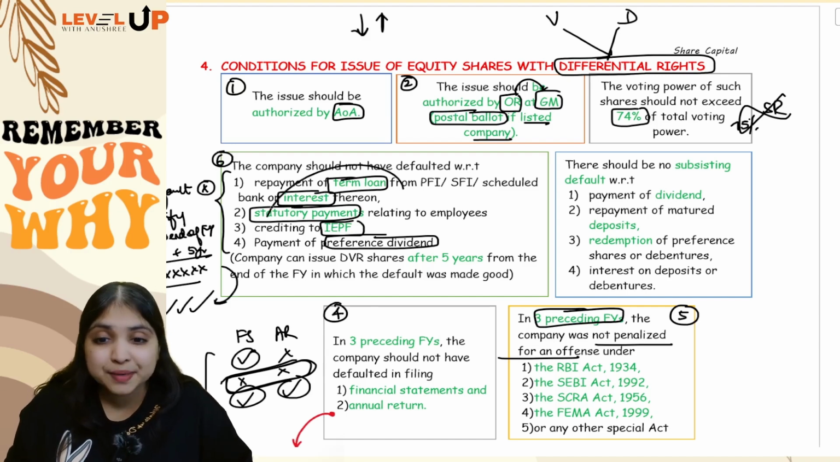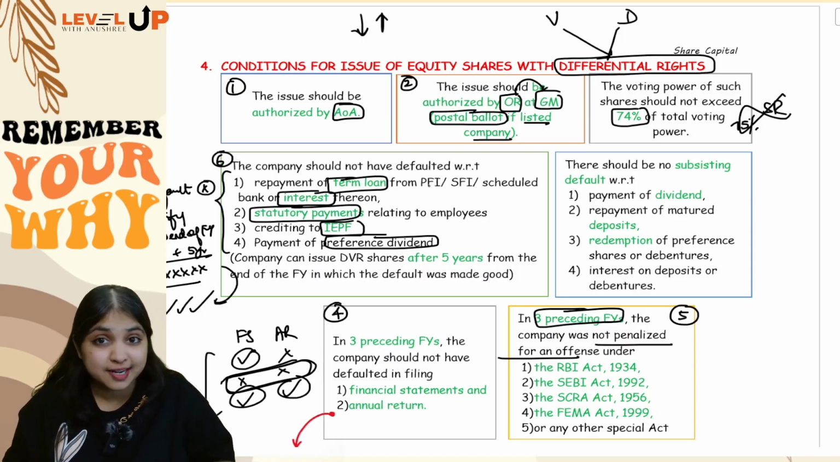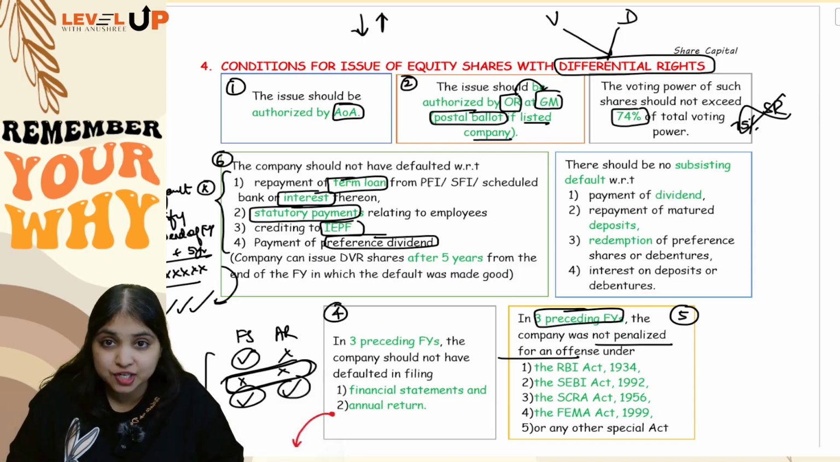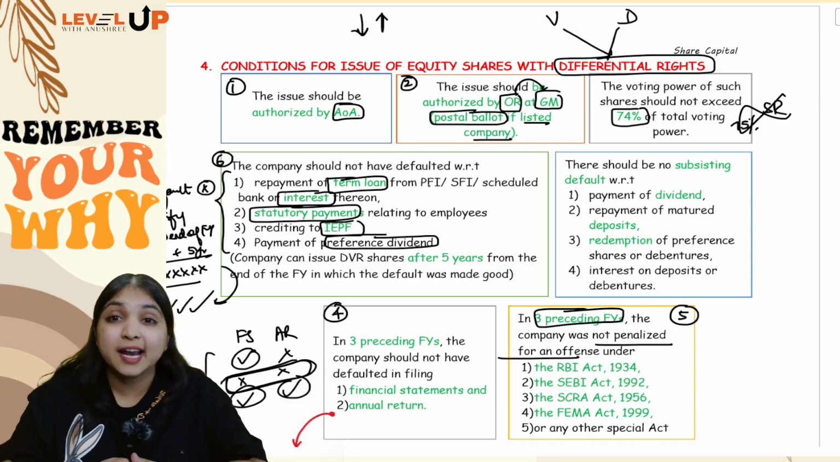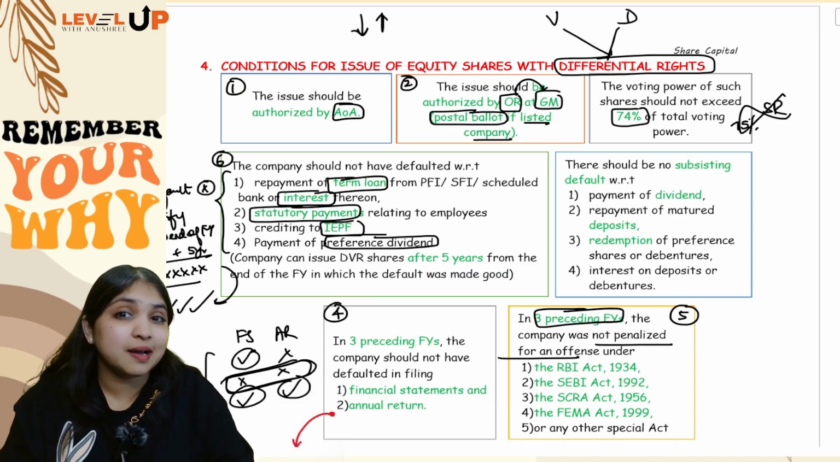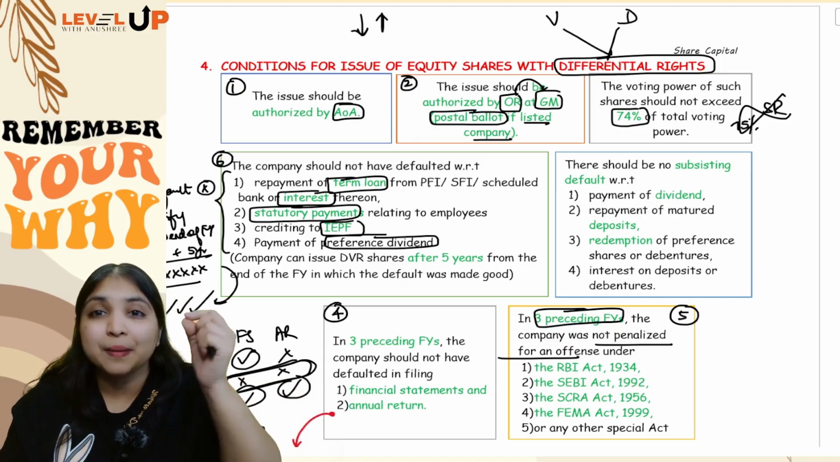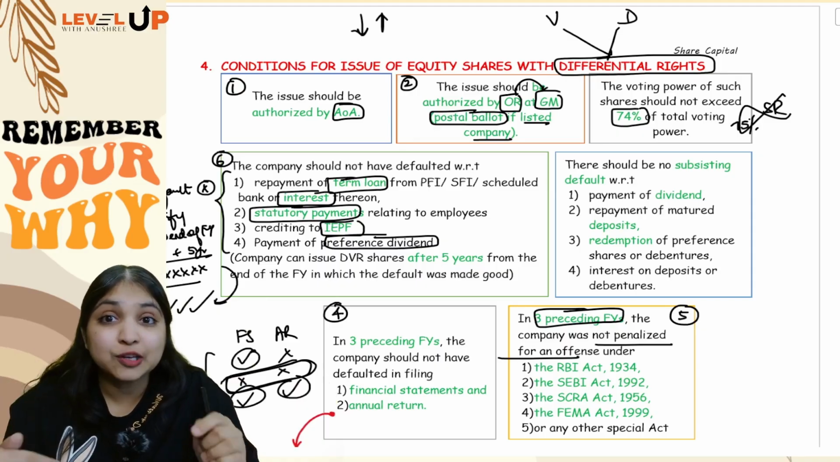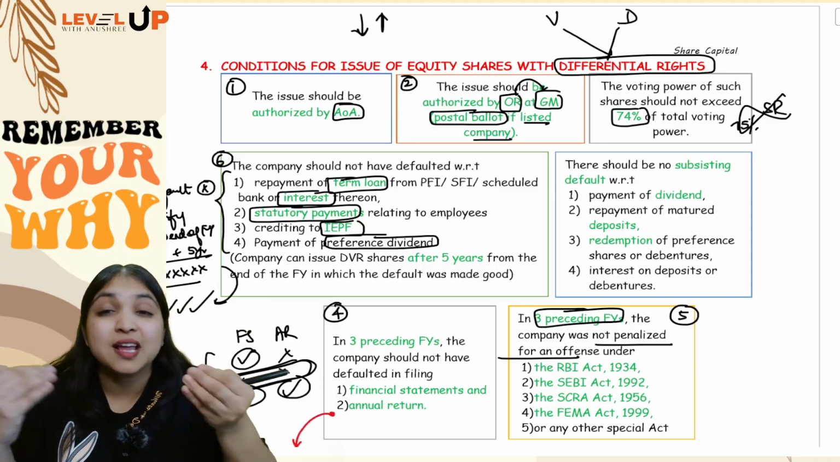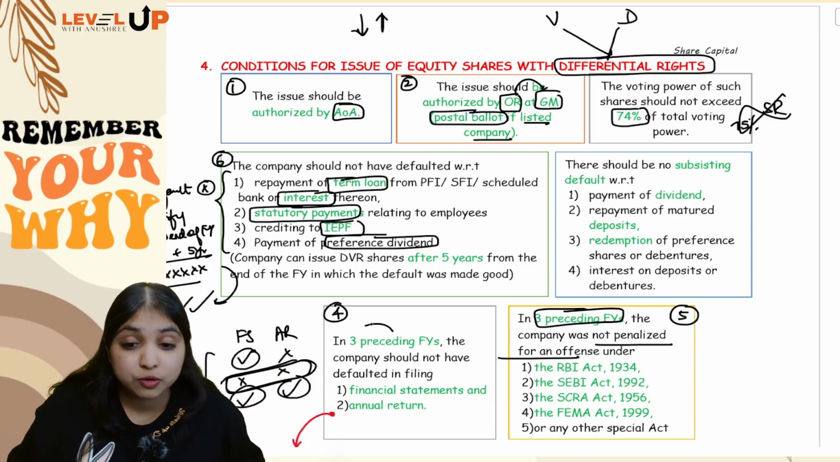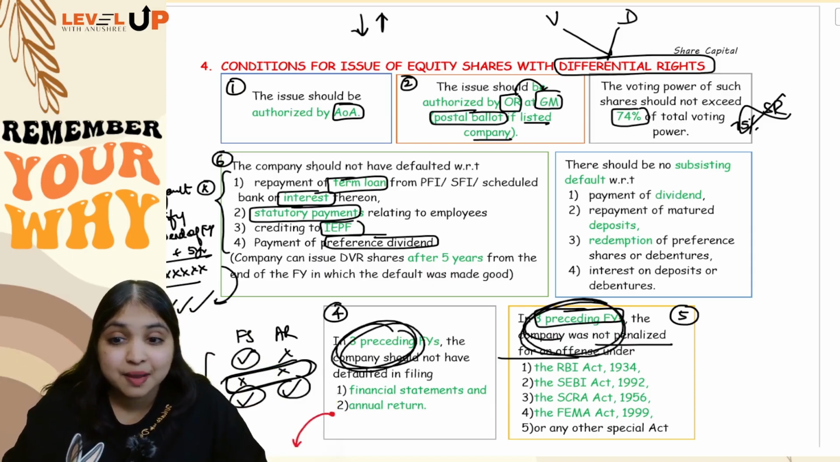Which means, company, if you've committed this default, you can't issue equity shares with differential rights. You first rectify, and after rectifying, we'll see what was the year in which the rectification happened. What is the end of the year plus 5 years. Till then, company cannot issue equity shares with differential rights. After that only company can issue. Point to be noted, guys: 5 years are calculated not from the date of rectification, but from the end of the year of rectification. Okay, but don't forget, here 3 years, but here 5 years.